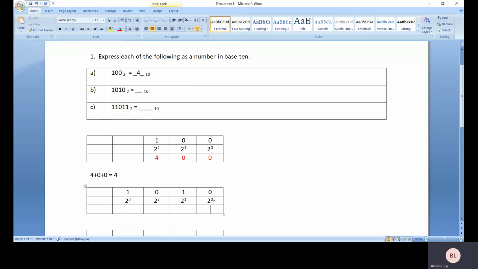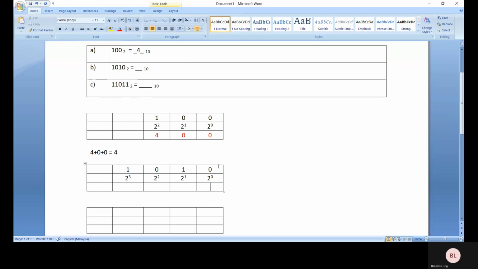Next, we multiply these two rows of numbers together. You get 0 times 2 to the power of 0, you get 0. This will be 2. This will be 0 because 0 multiplied by 4, you get a 0. And lastly, 2 to the power of 3 is 8. So next, you need to add all these numbers together. And therefore, you get a value of 10. So the value of this will be 10, base 10.